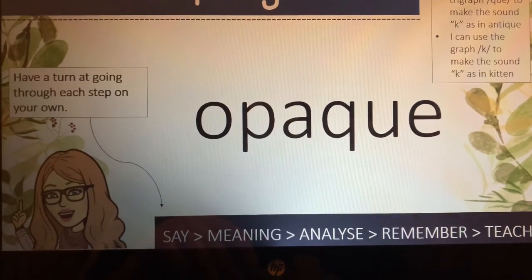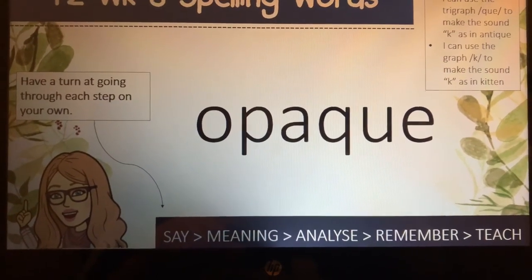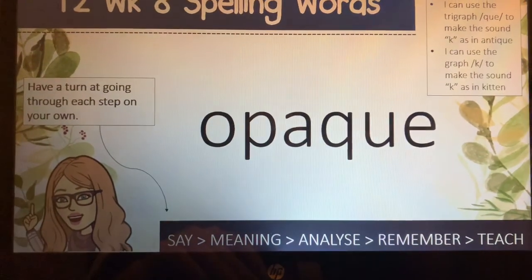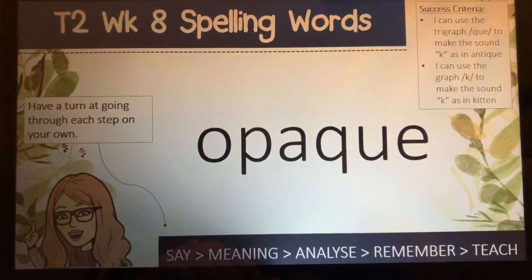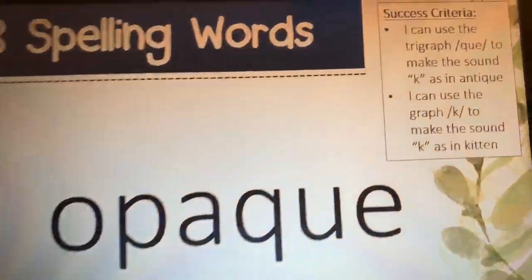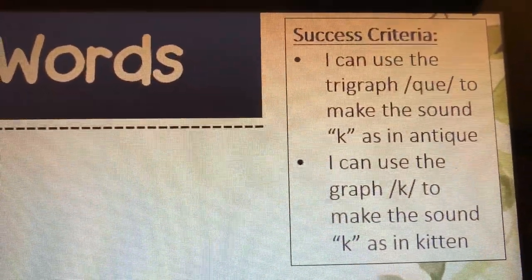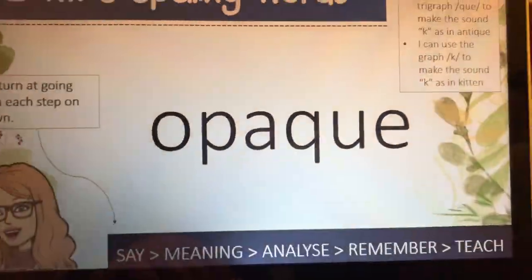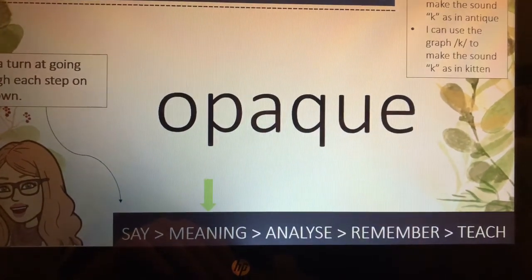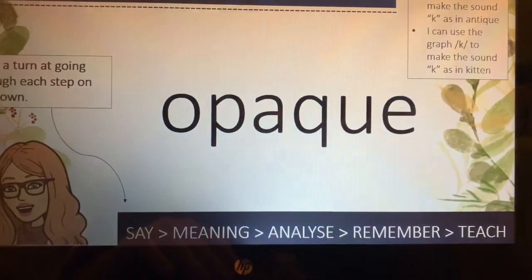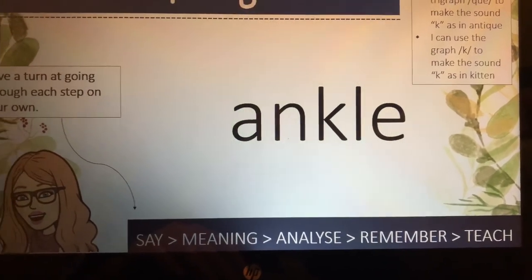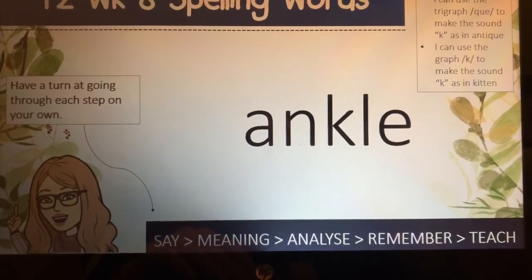The next word I would like you to have a turn at going through the smart spelling process with, either by yourself or with a friend, is the word opaque. You can see the word opaque is focusing on our first spelling focus, which is to use the trigraph QUE, which makes the sound K. The next word is ankle.